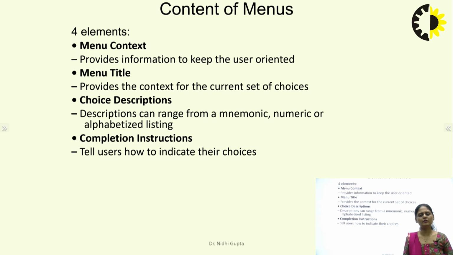So the menu may have multiple choices, and as we know, in many cases we have seen that mnemonics, that is shortcut keys, are given whenever there is a menu, like file, edit, open. Some shortcut mnemonics are given, or numeric, or maybe alphabetic, but some of the alphabets get bold. So it is representing that it is a shortcut key for this. So completion instructions tell the user how to indicate their choices, what these choices mean, and what they are indicating. So these instructions are also available when we go for the menu.